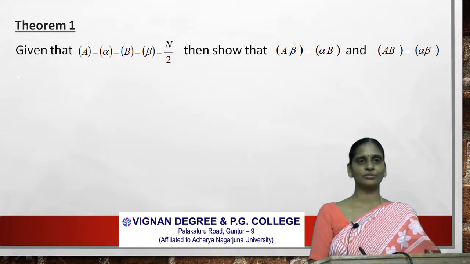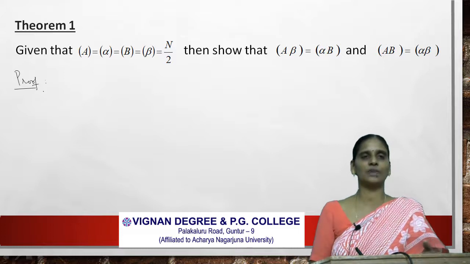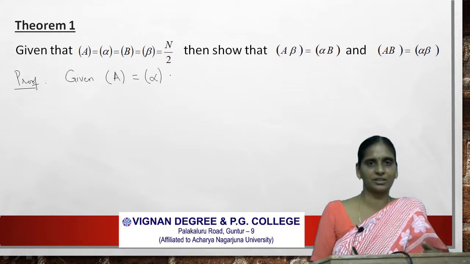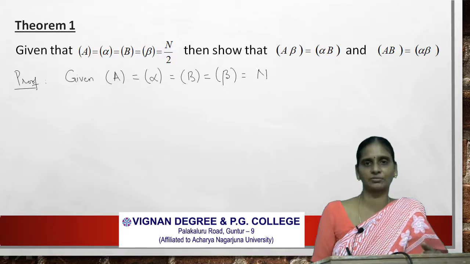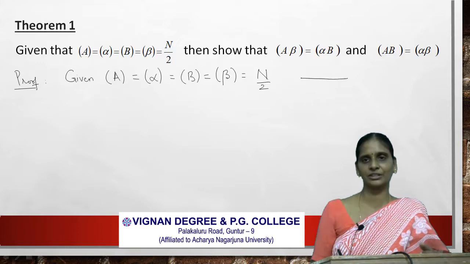Now the proof of this theorem. First here we have to write down the given condition, given that frequency of A is equal to frequency of alpha is equal to frequency of B. This is equal to frequency of beta. This is equal to n by 2. So the given condition is treated as first equation.